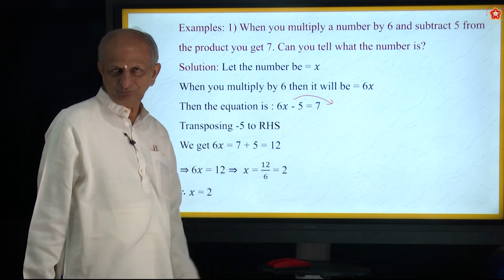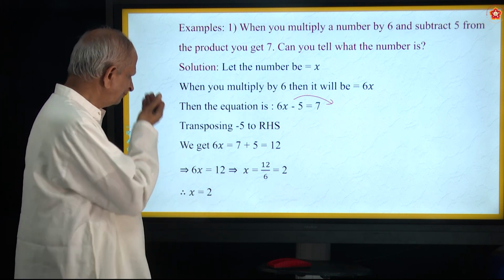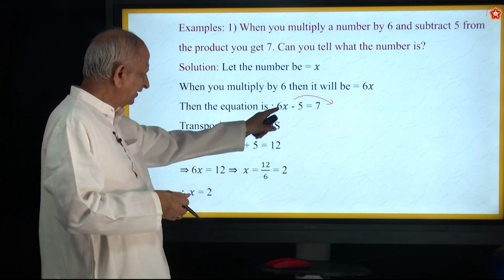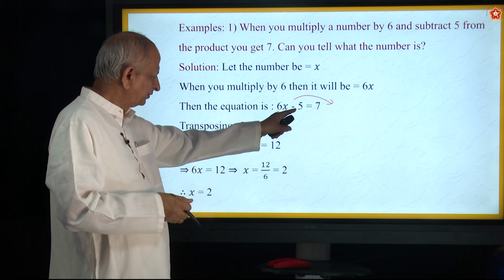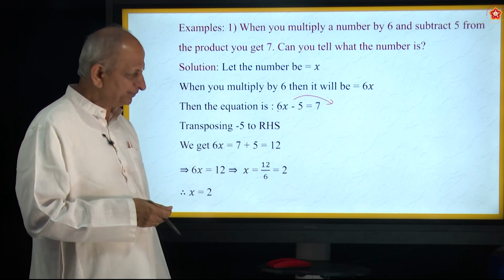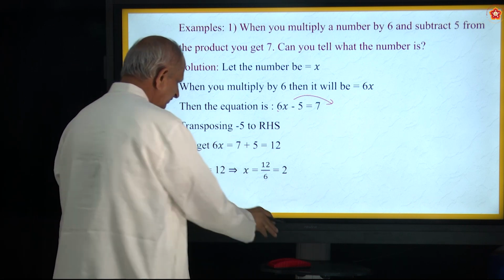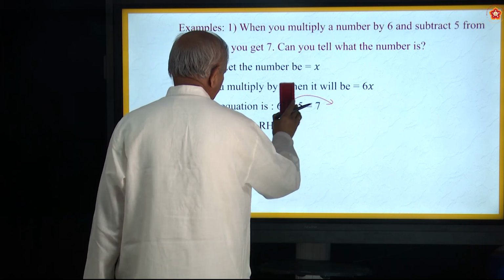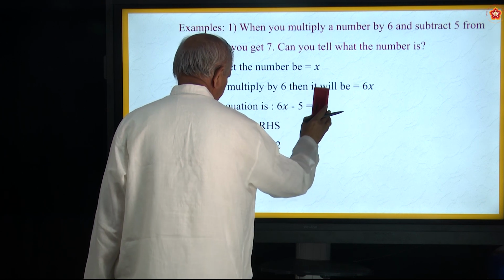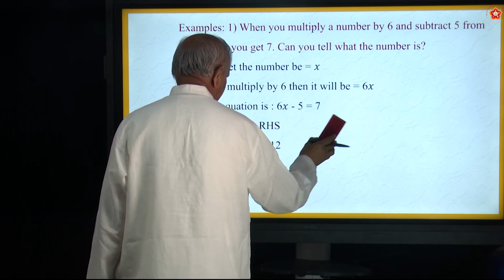That number is 2. You can verify if you want. You can verify it here. 2 into 6 is 12. 12 minus 5 becomes 7. So this is a very, very simple question. But first you must practice.